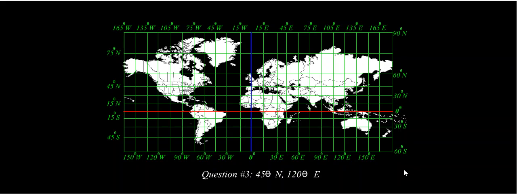Question number 3. I start at the 0, 0 point, the intersection of the red line, the equator, and the blue line, the prime meridian. First, I go 45 degrees north along the prime meridian, or up to the latitude line 45 degrees north. Now I go 120 degrees east, or to the right, staying at the same latitude of 45 degrees north, right here.